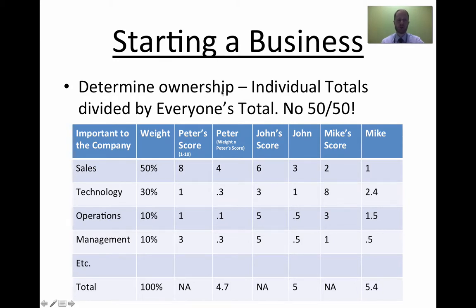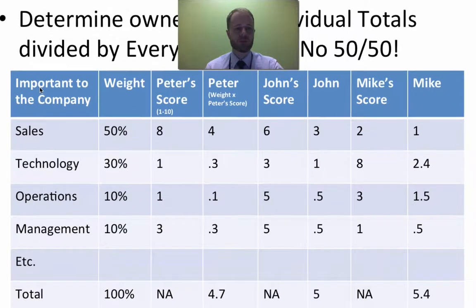So to determine ownership, you want to fill in this ownership table. We're going to go column by column with this, and we'll show you how to do this. The first column here is your important aspects that you came up with with your group. In our example, with our business, me, John, Peter, my partner, and Mike, my partner, we said that sales, technology, operations, and management were the most important things to this business.